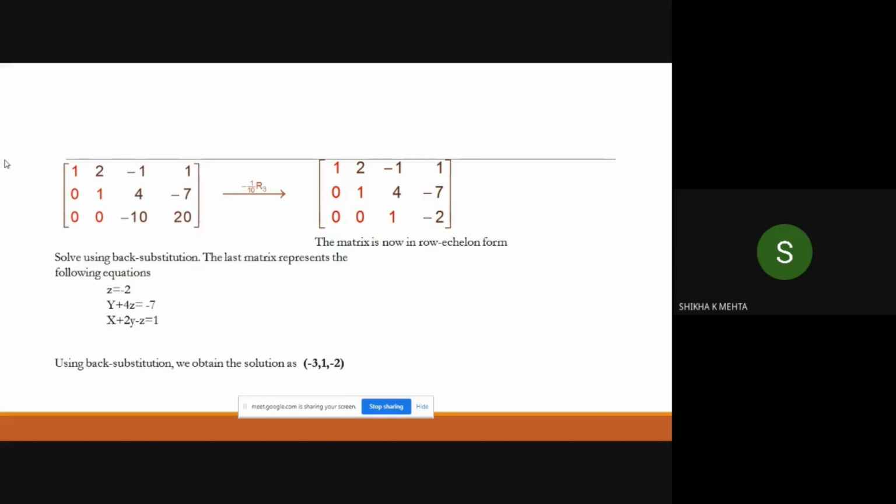Now from here, when we see the matrix, it is very easy to find out the equations. If we formulate this and convert this into equations, we get z is equal to minus 2, y plus 4z is equal to minus 7, x plus 2y minus z is equal to 1. We already know the value of z is equal to minus 2, so we can put this value in the second equation. So we get y minus 8 is equal to minus 7, so we get the value of y is equal to 1. And when we put this value of z and y in the third equation, we are able to get the final solution, that is minus 3, 1 and minus 2.